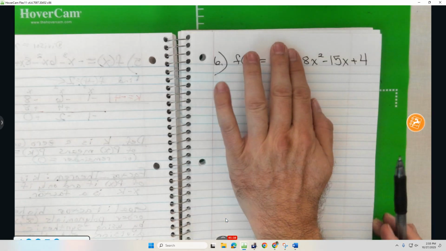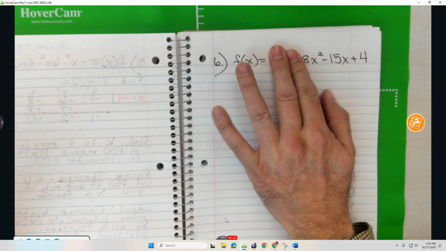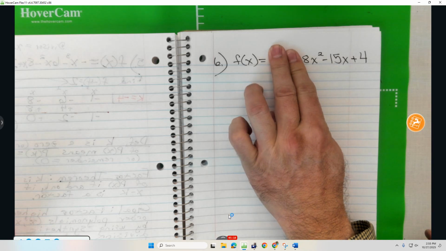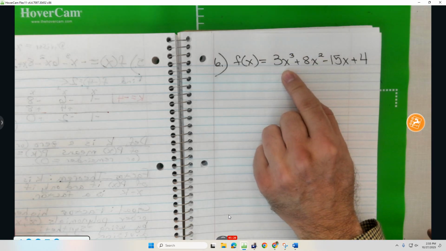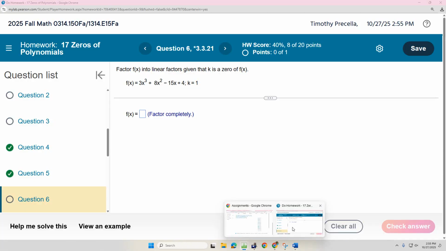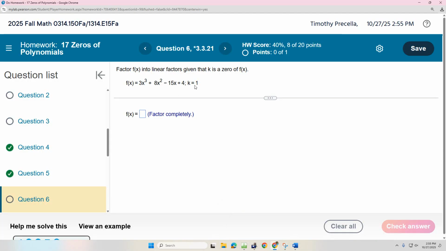If you were trying to factor what I have here, 8x squared minus 15x plus 4, you'd write your 2 sets of parentheses. Now there's an x cubed, 3 sets of parentheses. But you're not going to write them all out at once yet. They give us something else. I'm not through writing the problem down. They tell us that they want us to factor f of x into linear factors. That means no exponents, just x's. You can't have an x squared in your final answer. And they tell us that k is a 0 of f of x. K is equal to positive 1.